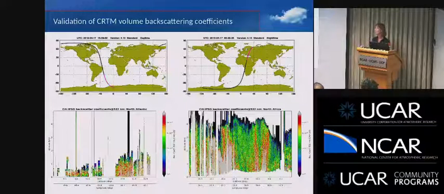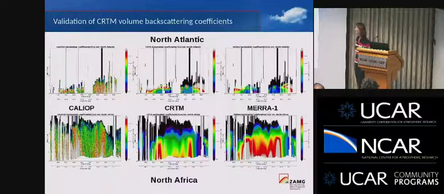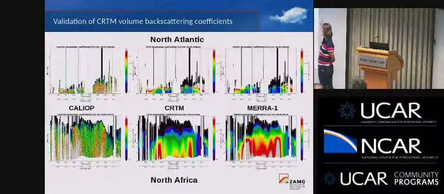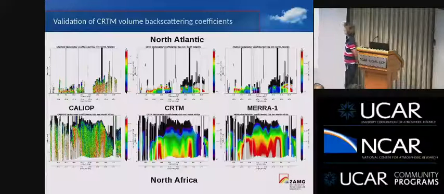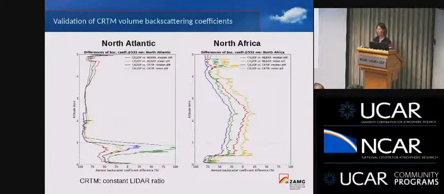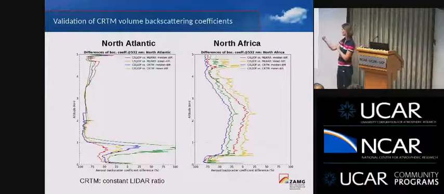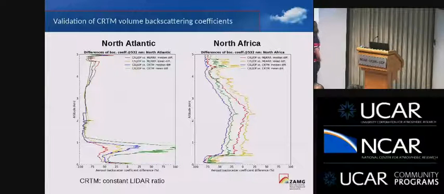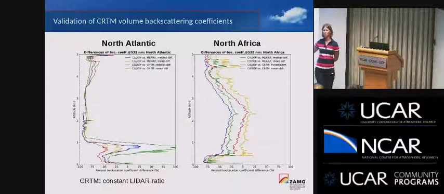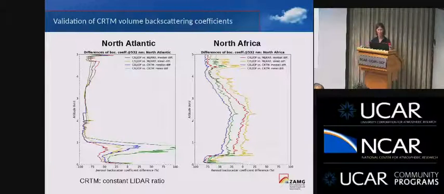I did the same with the backscattering coefficients from the Calliope measurements. Exactly the same picture over the North Atlantic region above North Africa, and looking at the mean over these two orbits, you again see better agreement of MERA data and a bit worse agreement of CRTM. These plots only show results for the constant LiDAR ratio, not for the aerosol phase function. I didn't have enough time to include these data.